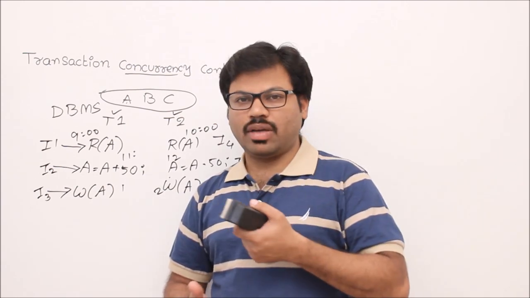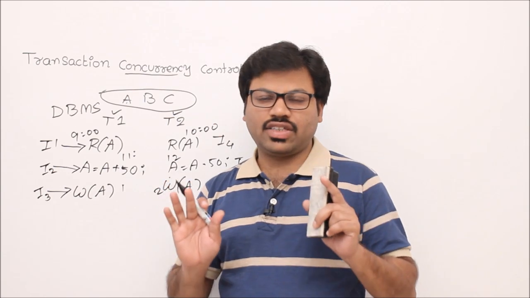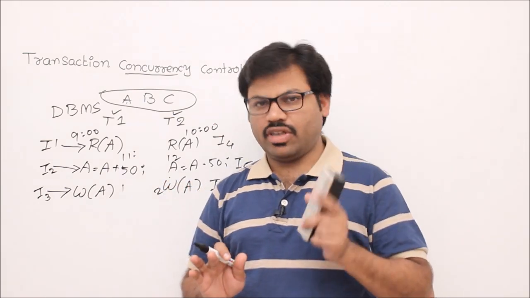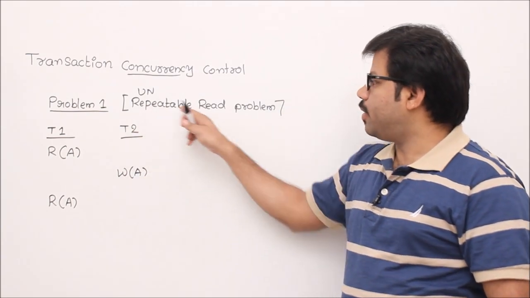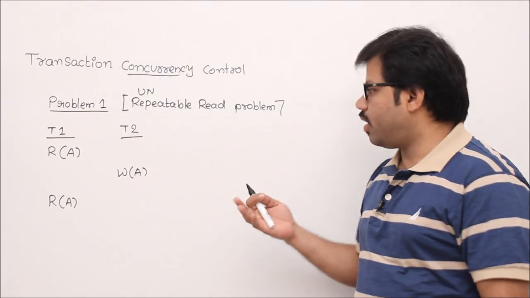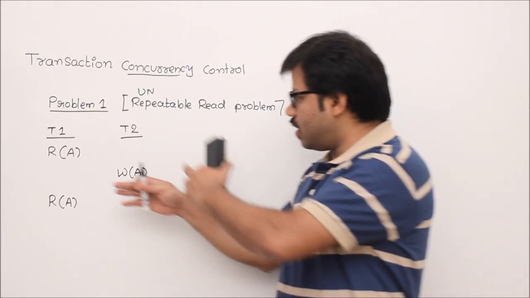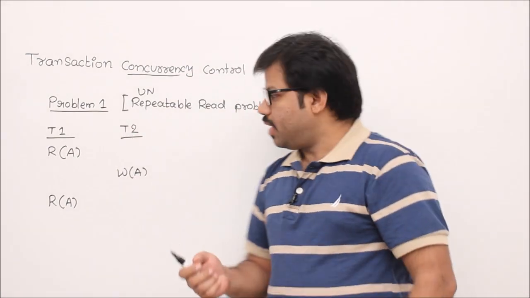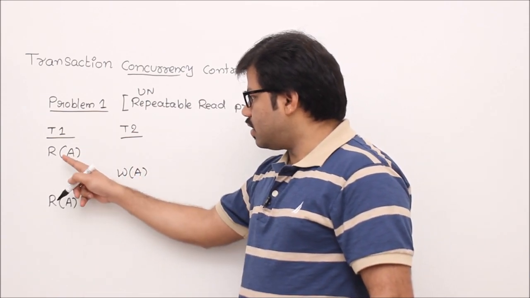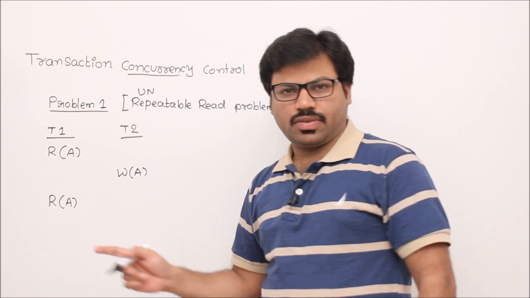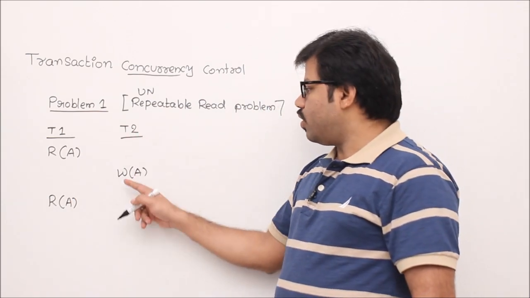Once you go through them, you understand that concurrent execution gives you some side effects. We will see that. Let's see this example. This example is also known as the unrepeatable read problem. Why is it the unrepeatable read problem? You will understand if you understand the problem. So let me take this problem. In that there are two transactions. One transaction is reading some database item 2 times, and in between T2 is writing it.